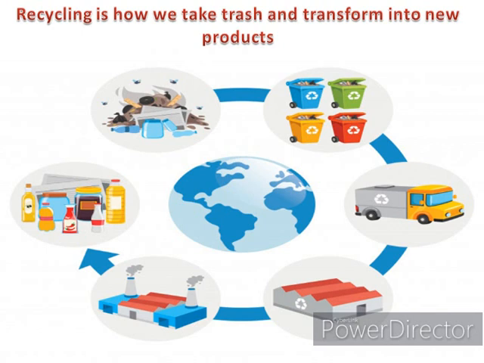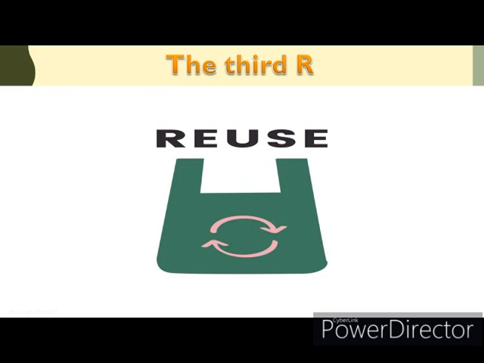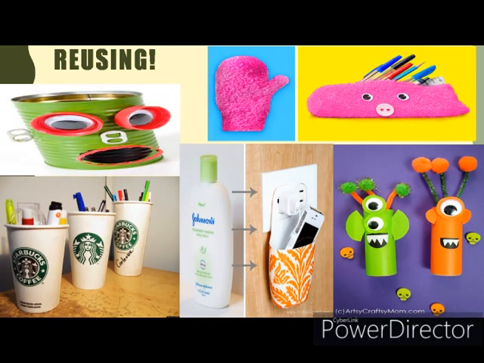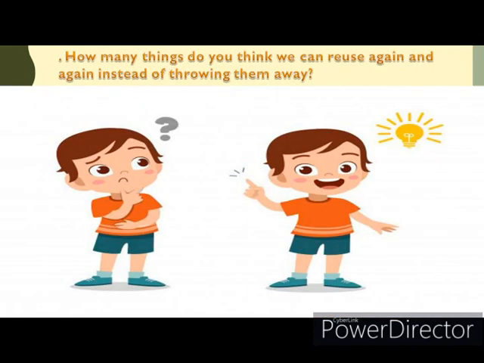What about the third R? And finally we have the third R, which refers to reuse. What do I mean by reuse? Reuse means to use again, again and again. So reuse means use again in a new way. So how many things do you think we can use again and again? Tell me. Instead of throwing them away, I think we can use them again and again.